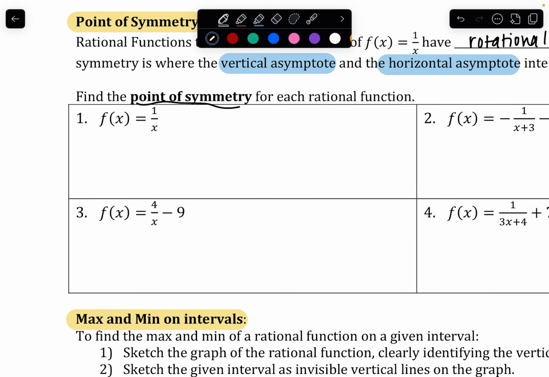Okay, so we just need to find the asymptotes using our transformation in order to find the point of symmetry. Here it asks us to find the point of symmetry. This is our parent function. The vertical asymptote is still x equals 0, the horizontal asymptote y equals 0, and so our point of symmetry would be 0, 0.